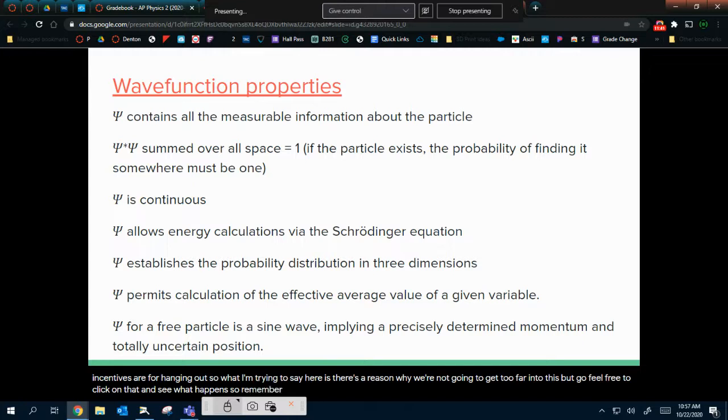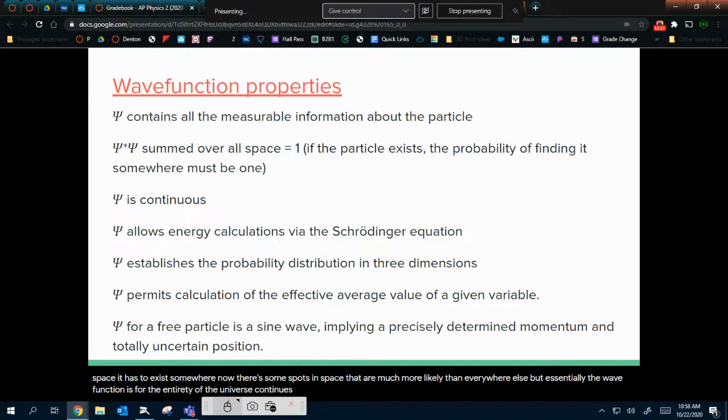Remember, psi is our symbol, a Greek letter, for the wave function, so it contains all the measurable information about a particle. That's the whole point of the wave function. Psi times psi summed over all space equals 1, because if we're looking at, say, an electron, there's only one electron. So the probability of finding it over all of space has to be 1; it exists somewhere. Now, there are some spots in space that are much more likely than everywhere else. But essentially, the wave function is for the entirety of the universe, finding this one particular electron.